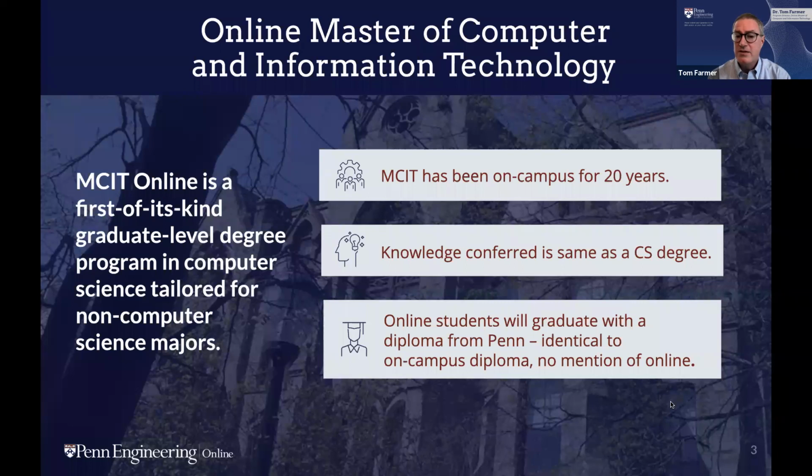The knowledge that is conferred through our MCIT online program is really the same as a computer science degree. I think we've always phrased it as MCIT instead of a CS degree just because we have people of various backgrounds coming in. So unlike a CS master's program, we're going to give you all the information that you need that you might not have because you just didn't have the background coming in.